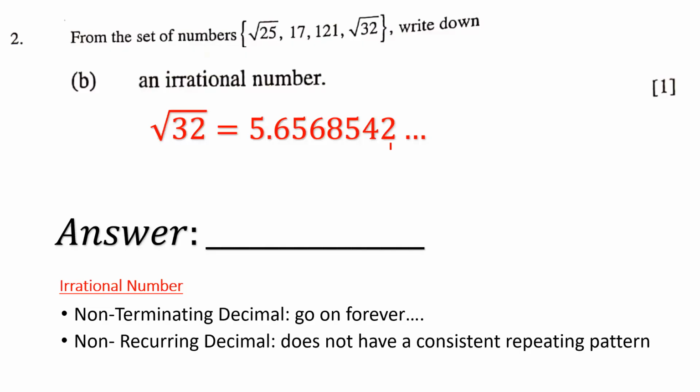So it's not like 5.33333333 or 8585858585. No, it doesn't have a consistent repeating pattern, and it continues on forever and ever. And so the square root of 32 is an irrational number.